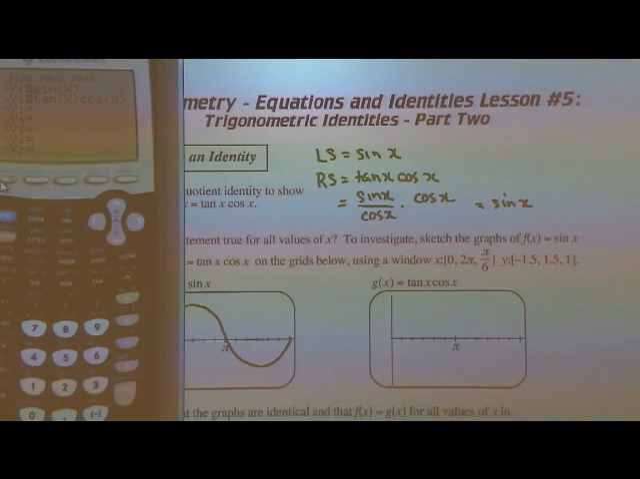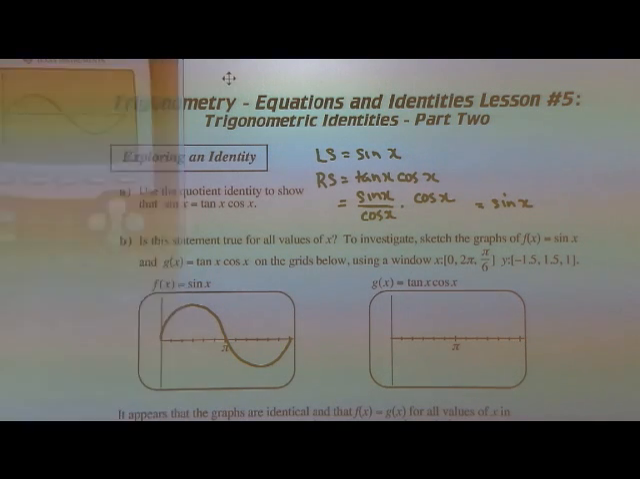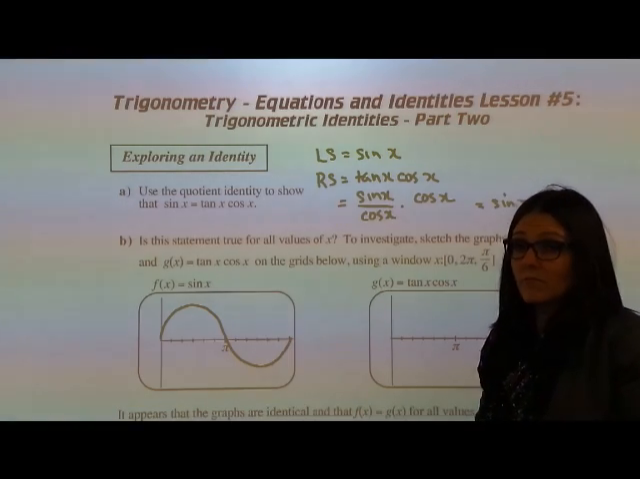So when I go to graph these, what I may choose to do is go down to my y2, go over to where the line is and press enter. The line gets thicker so that when I graph it, I can see the calculator drawing both graphs. So here's my sine x, and then here is my tan x cos x. That again shows me that the graphs are the same.